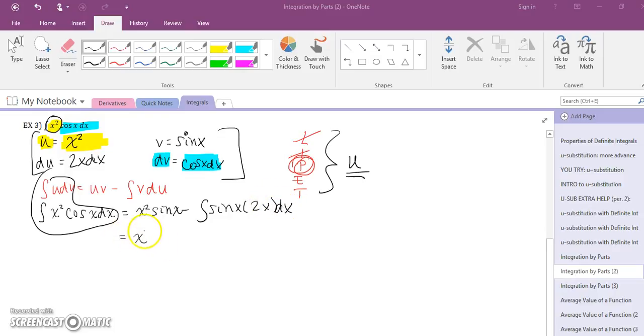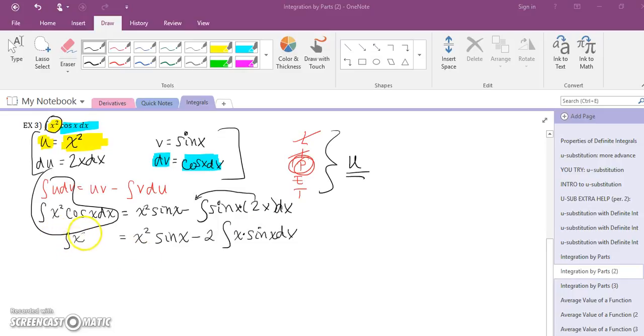Alright, so let's clean this up. I have x squared sine of x minus, I'm going to pull this constant out, the 2. Then I have the integral of x times sine of x dx. This here does not mean sine of x squared. It's sine of x, and the 2x is completely separate. That's why I'm putting the x out front, so I'm not tempted to make it sine of x squared.